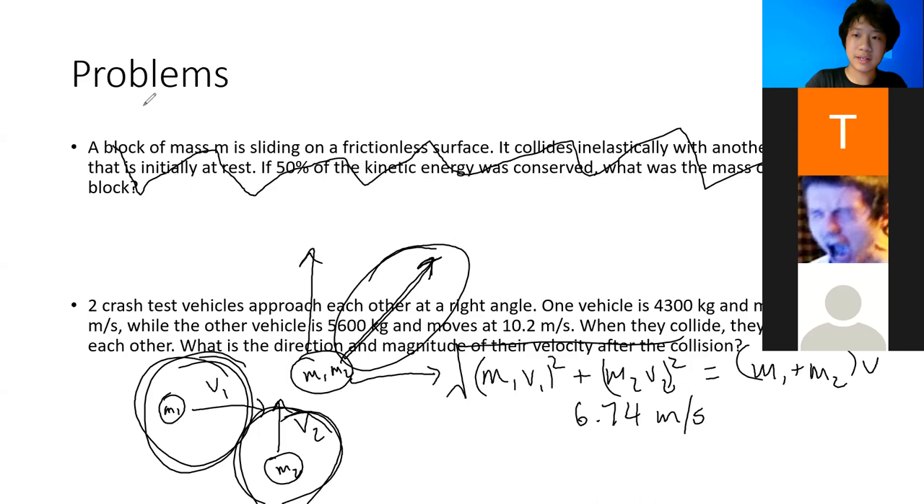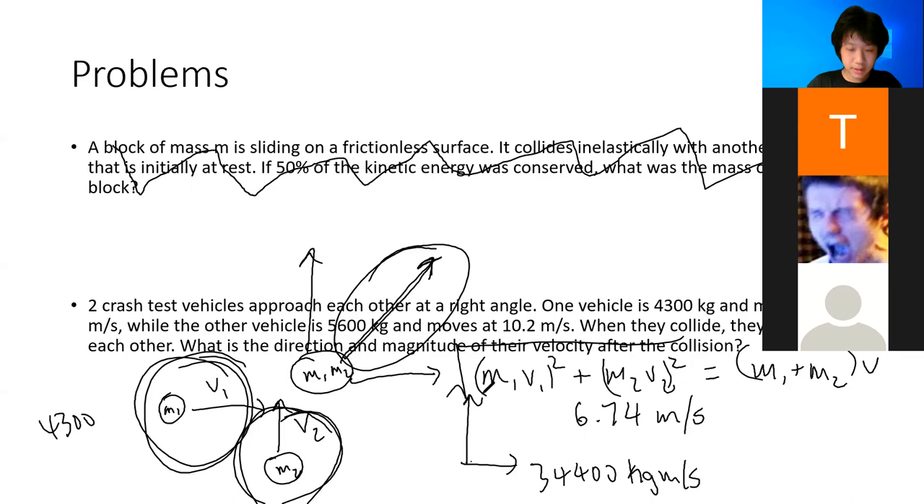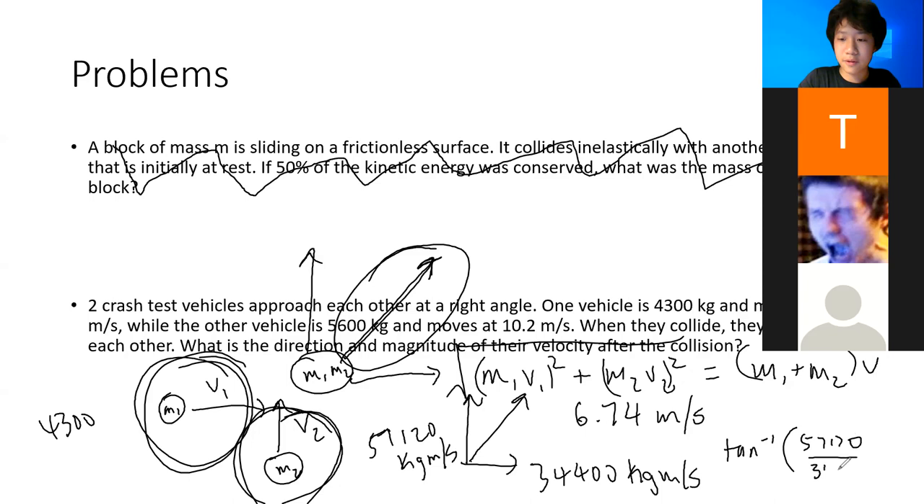And as for the angle, this vehicle is 4,300, then its momentum vector, which will be horizontal, is 4,300 times 8, 34,400 kilogram meters per second. What about the upwards? Well, 5,600 times 10.2, 57,120 kilogram meters per second, right? So now we just take the angle, inverse tangent of 57,120 over 34,400. What do we get? This is around 59 degrees, okay? So it's a 59 degree angle relative to the path of the 4,300 kilogram vehicle, okay?